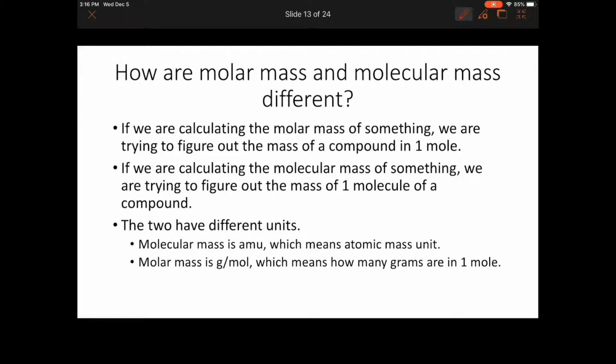So we did talk a little bit about the fact that there are different units. For molecular mass, we've got AMUs, which means atomic mass unit. And this is what we're using because if we were to try and do molecular mass in grams, the number would be so small, it basically wouldn't even register. For molar mass, we use grams per mole, which means how many grams are in 1 mole. And we do this because we can register that on a gram scale, and it is a more visible substance.